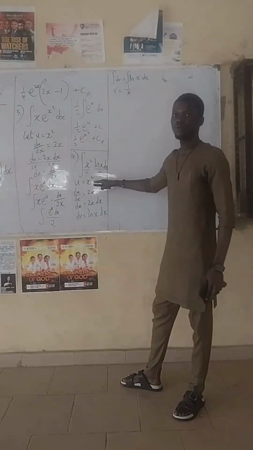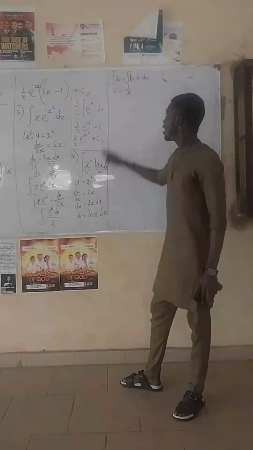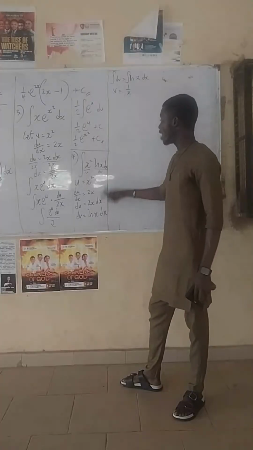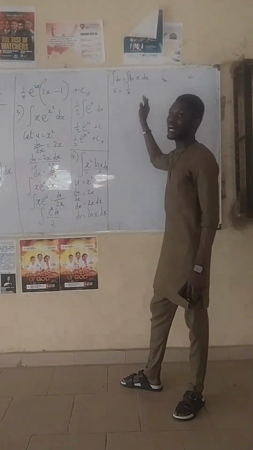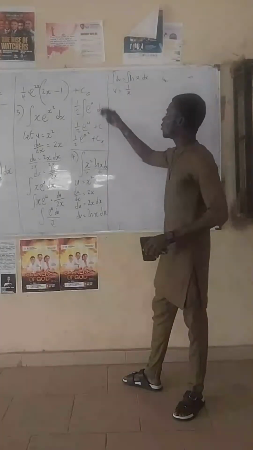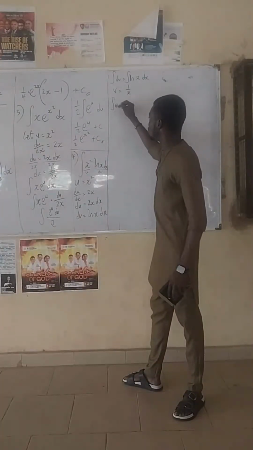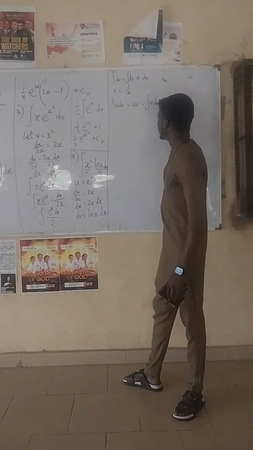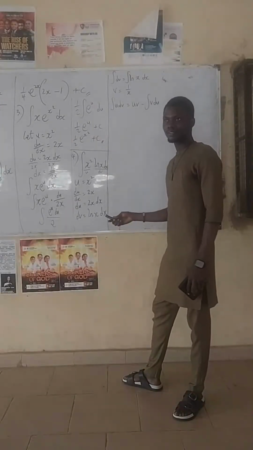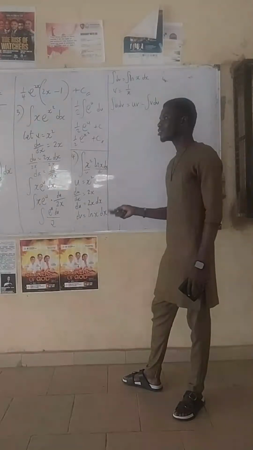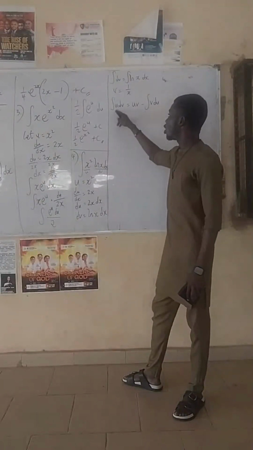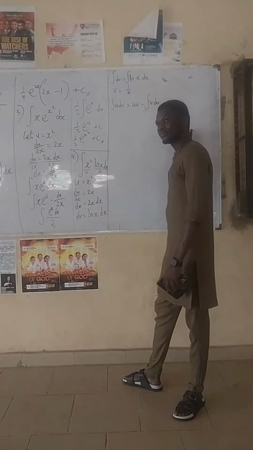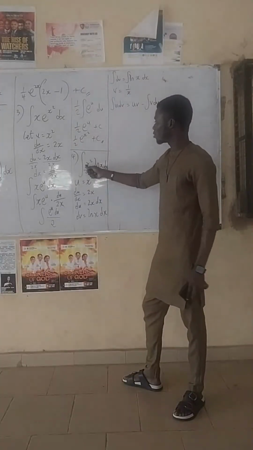So now we've gotten what we need. We have u, we have du. We have v, we have dv. So let's go into the next. We now use the formula that says integral of u dv equals uv minus integral of v du. So u dv first. Now in u dv, u is this first one, the v is what?